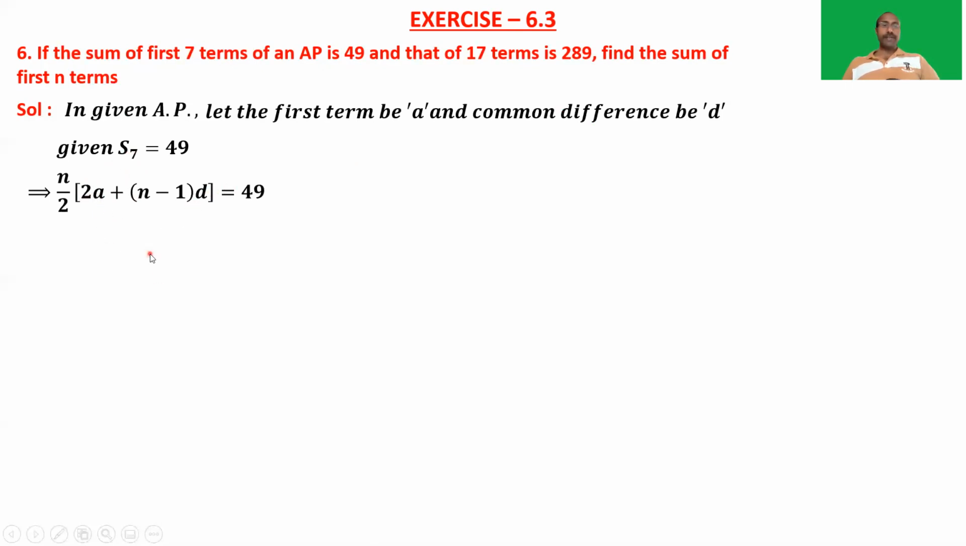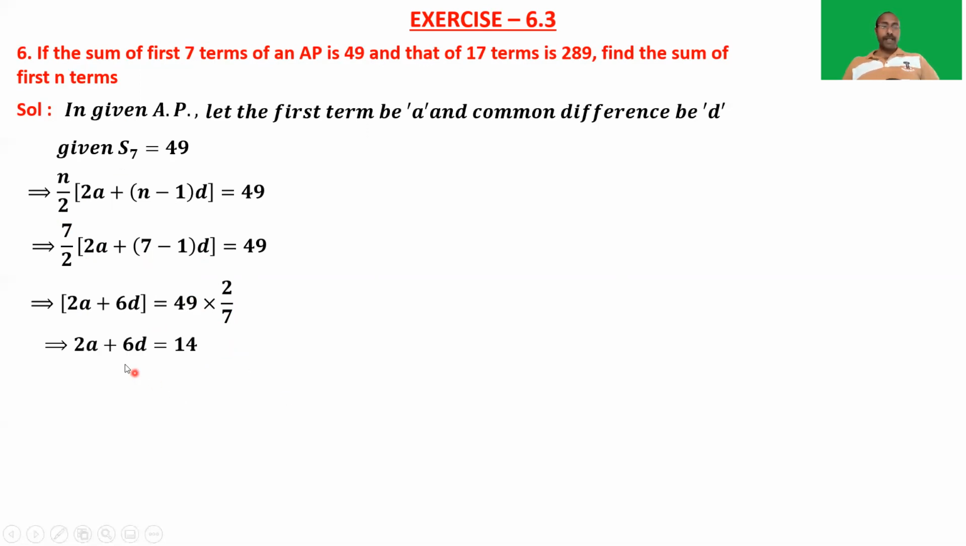So substitute n is equal to 7. So 7 by 2 into 2a plus 7 minus 1 into d. And transposing the 7 by 2 to the right side, we remain with 2a plus 6d on the left side. And by dividing by 7, we get 7 here. So 2a plus 6d is equal to 7 into 2, which is equal to 14. Taking 2 common, a plus 3d is equal to 14 by 2, which is equal to 7. And from this we can write a is equal to 7 minus 3d. Take it as equation 1.